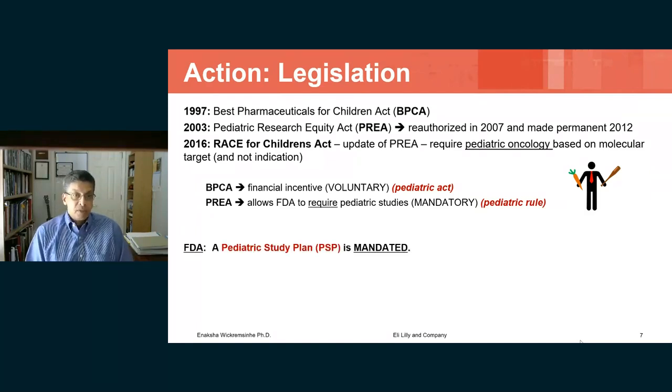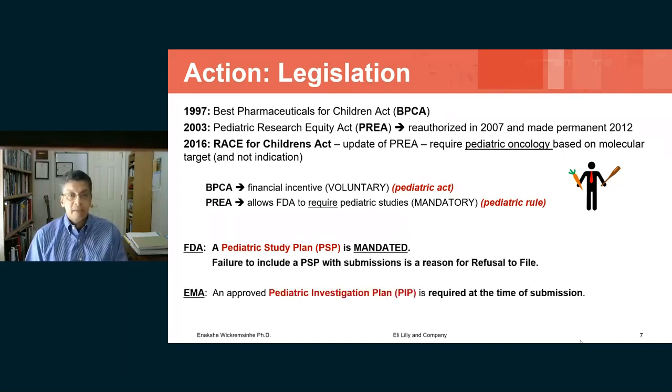And what the FDA has also done, which most of you are probably familiar with, is that now a pediatric study plan is mandated before you can submit an NDA. Failure to include a pediatric study plan with submission is a reason for refusal to file. So the FDA does mandate you to have an approved pediatric study plan for every new drug application. EMA also has a similar requirement. They call it a pediatric investigation plan, or PIP, and this is also required at the time of submission. So the regulators are also requiring drug manufacturers to think about conducting these trials in children.